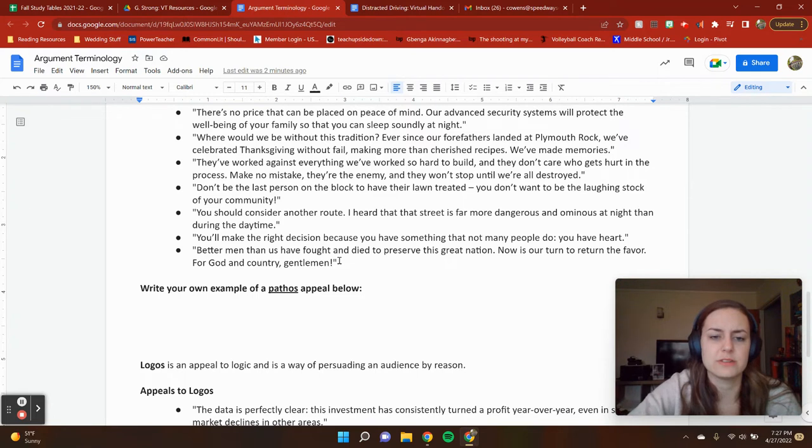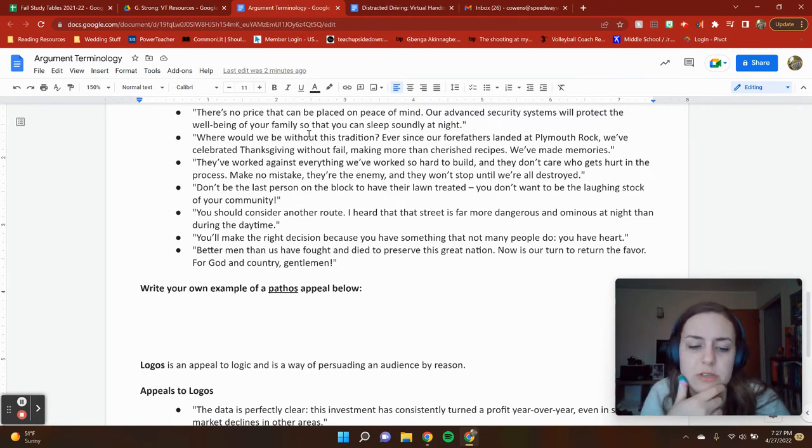You've got feelings of like wanting to keep tradition. "Where would we be without this tradition? Ever since our forefathers landed at Plymouth Rock," right? You could say maybe that's a little bit of patriotism too, but also like this idea that tradition is super important and we should preserve it.